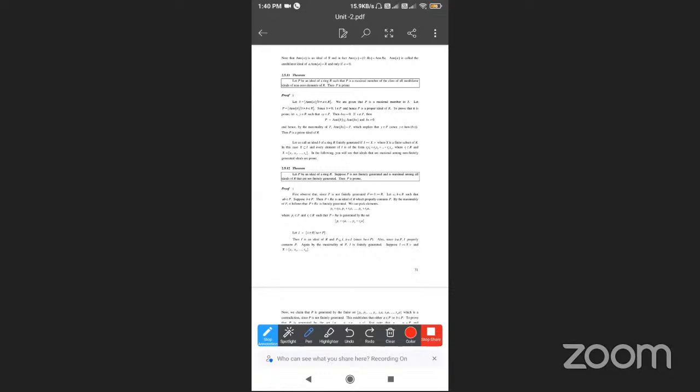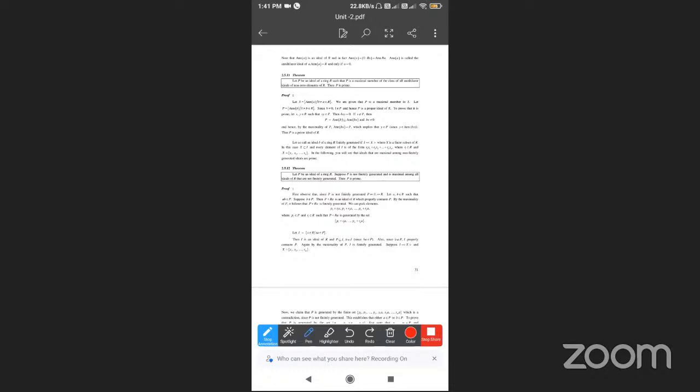Show that, first of all, R is a ring and P is an ideal of the ring R. Then P is not finitely generated, and maximal among all ideals of R that are not finitely generated. Then P is prime.